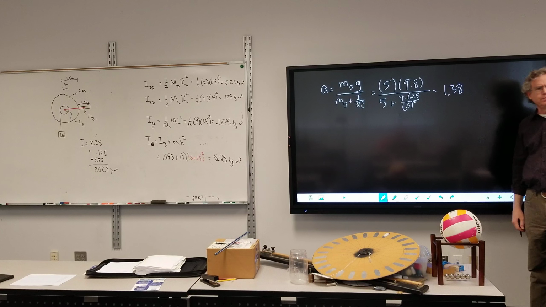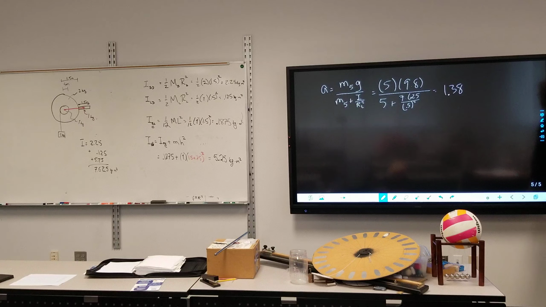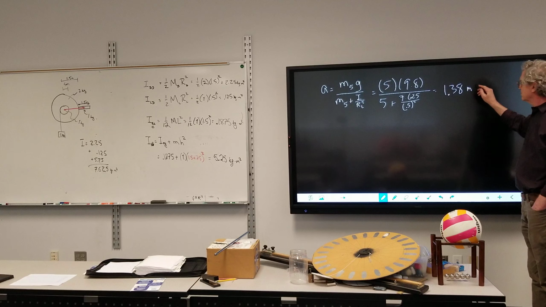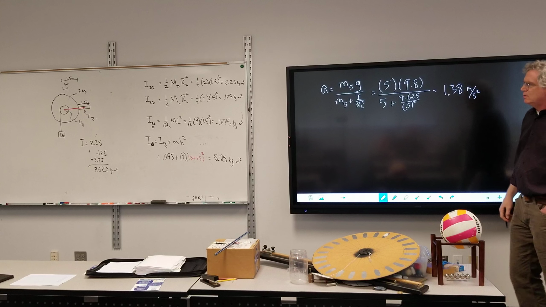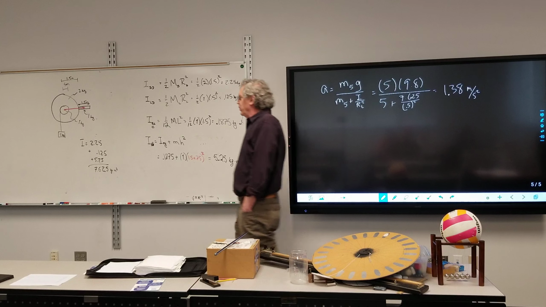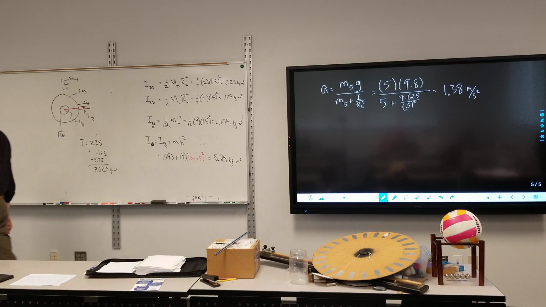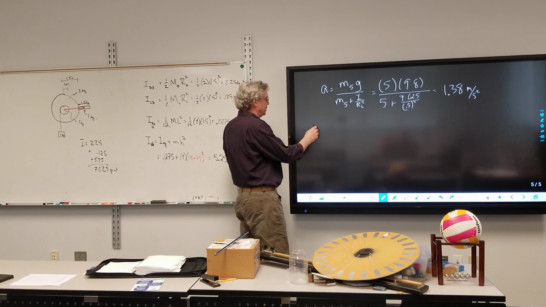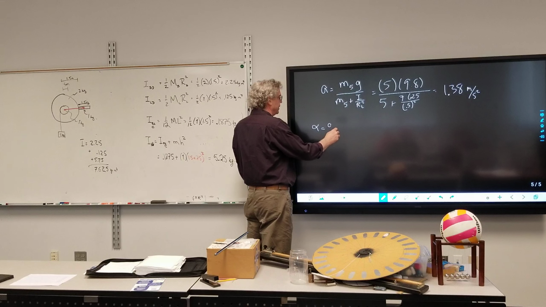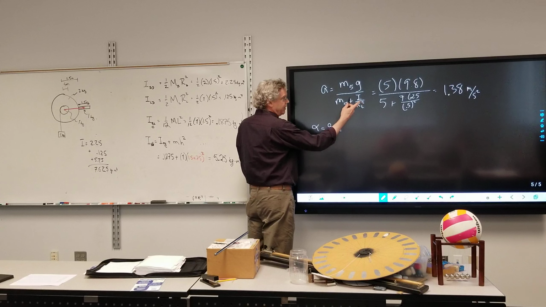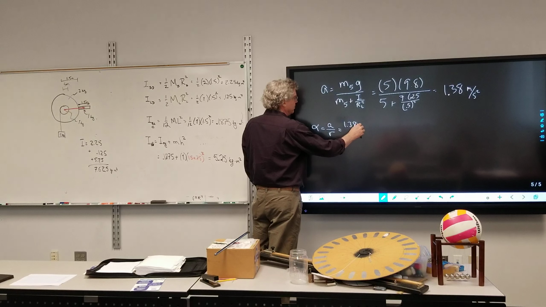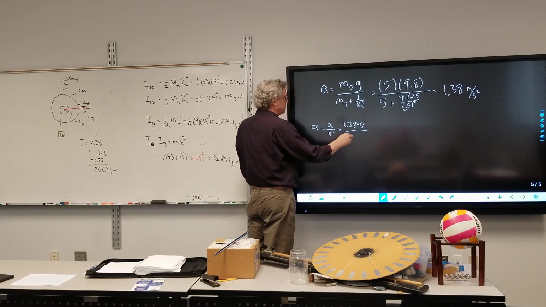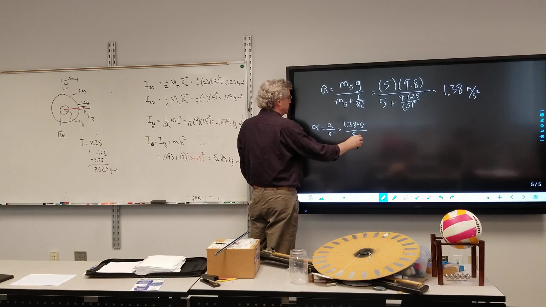Units? Meters per second squared. So we now know what the acceleration of the 5 kilogram mass is. We can figure out the angular acceleration of my rotating part. We've already established what the relationship is. I know that alpha is equal to A over R. A we just found, 1.38 meters per second squared, and R is 0.5 meters.